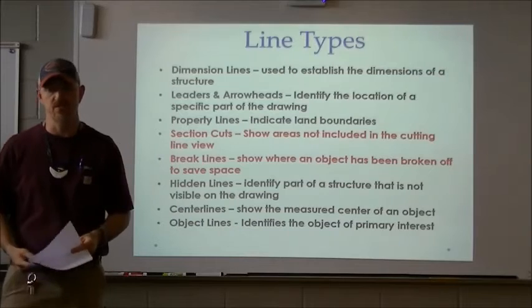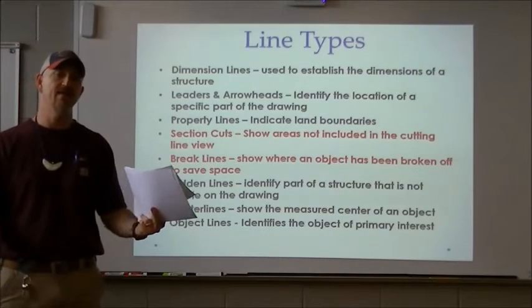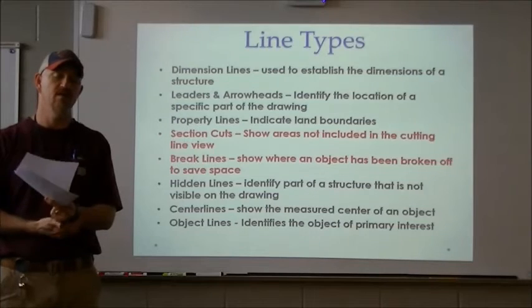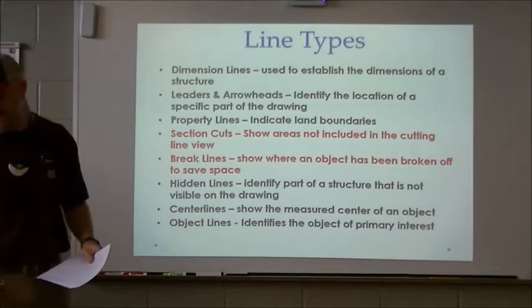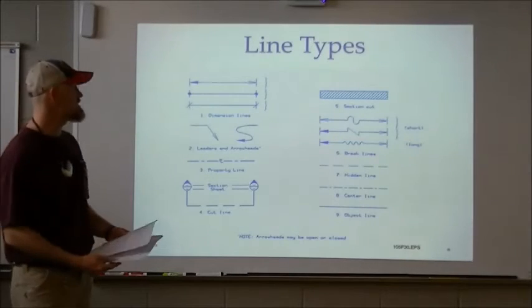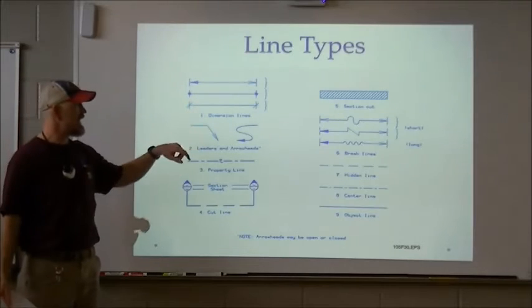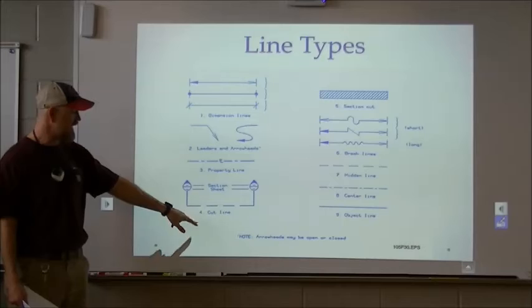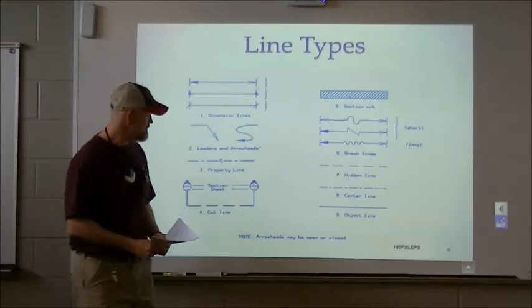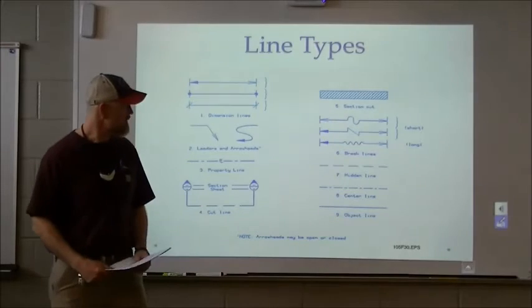Center lines will show the center of an object, and an object line is the type of line that's used to indicate the main part of the drawing that you're looking at. Okay, and here's some examples of these. You can see they're different. We've got some dimension lines here, some leaders and arrowheads. I got a property line, cut line, several different types.